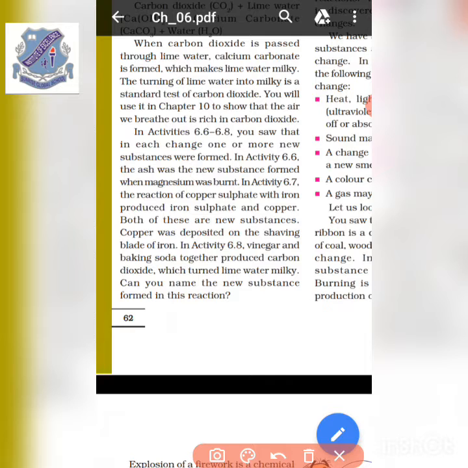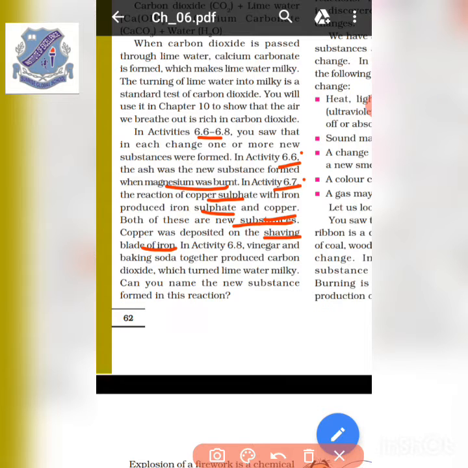In activities 6.6 to 6.8, you saw that in each change one or more new substances were found. In activity 6.6, ash was the new substance formed when magnesium was burnt. In activity 6.7, copper sulfate with iron produced iron sulfate and copper. In both these activities, whatever came out of the reaction was a new substance. Copper was deposited on the shaving blade of iron. This was the new substance that we got in activity 6.7.